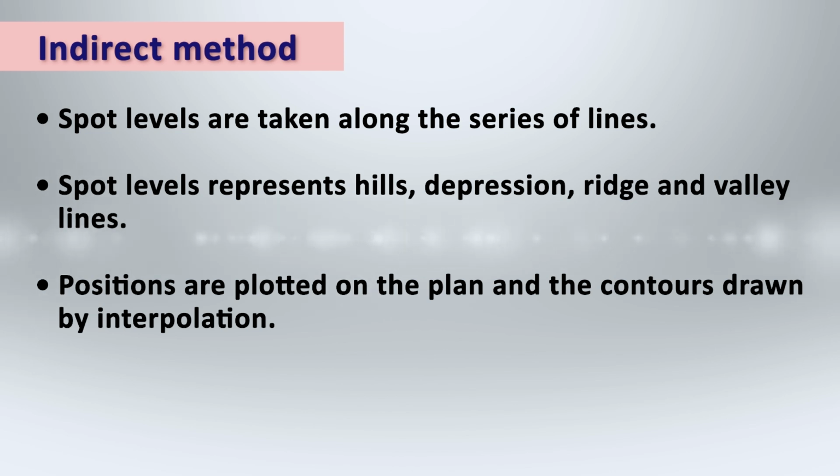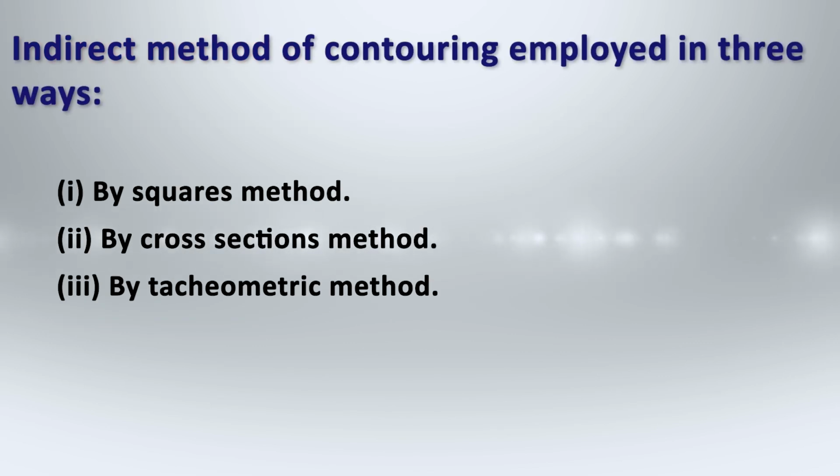Their positions are then plotted on the plan and the contour drawn by interpolation. This method of contouring is also known as contouring by spot levels. This method is commonly employed in all kinds of surveys, as this is cheaper, quicker and less tedious as compared with the direct method. Indirect method of contouring can be employed in three different ways: by square method, by cross section method and by tachometric method.